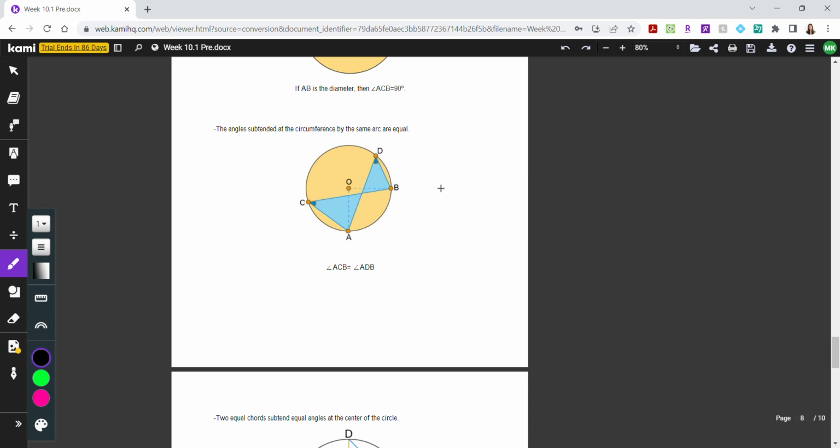Next thing that we have is the angles subtended at the circumference, here and here, by the same arc, are equal. What this means is that angle ACB would equal angle ADB. So this angle here and this angle here are going to be the same, because they are on the same part of the arc. This one. That's why these two are also the same.